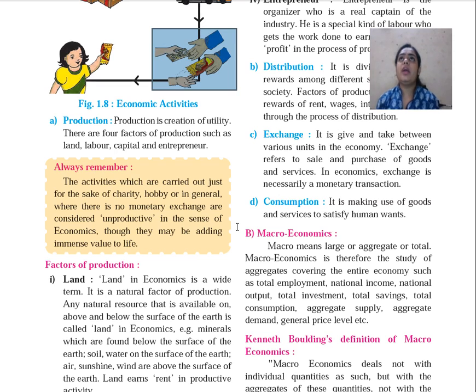Now we have seen microeconomics, that is individuals or small households or small industries. We have studied about them, how small industries, how small entrepreneurs, households work, we have seen in microeconomics. Now we shall be studying macroeconomics. So if micro means small, now macro means large, huge or aggregate, that is total.